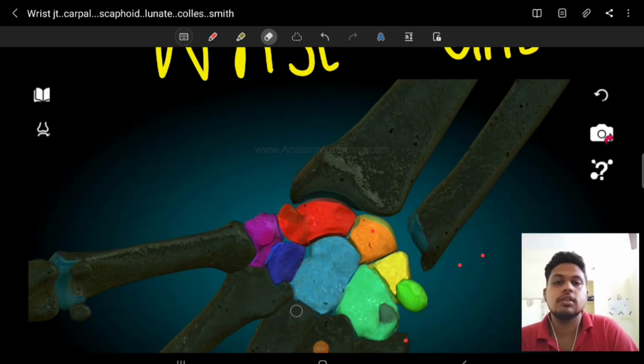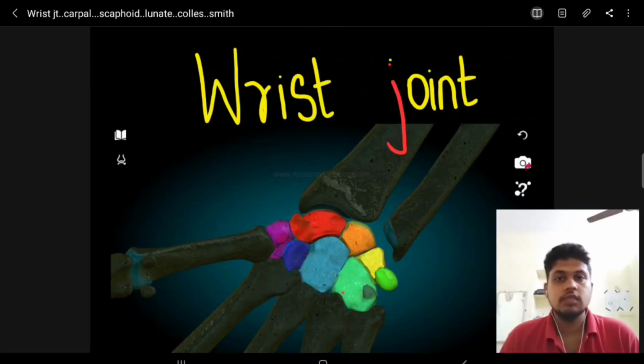Okay friends, in this video we have discussed the anatomy of the wrist joint, the carpal bones and the mnemonic for the carpal bones. So in our next video we will discuss the related anatomy for it.